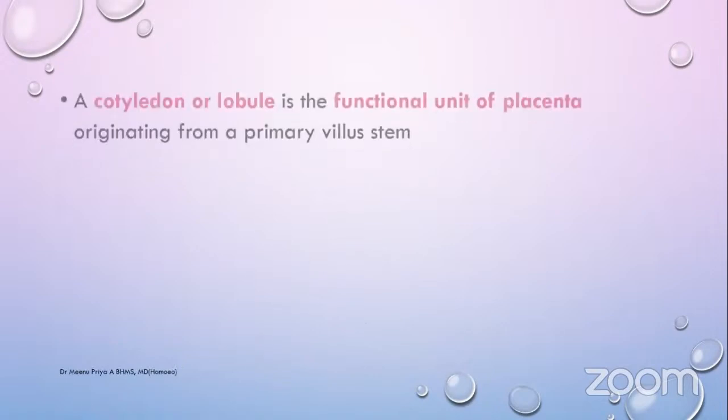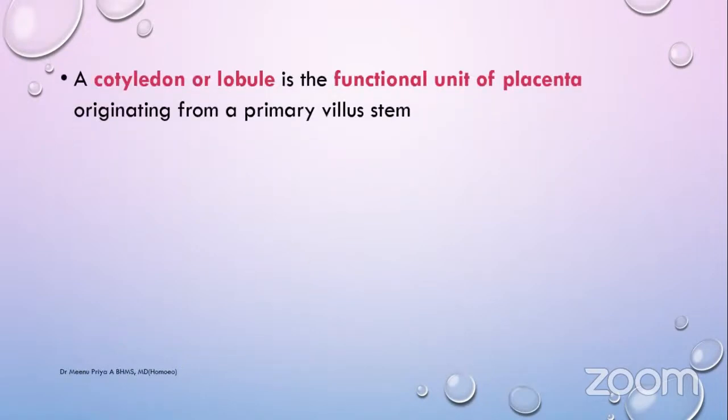There is something called lobe and lobule. Lobule is cotyledon. Lobe is different, cotyledon is different. You are not supposed to get confused. The cotyledon or lobule is the functional unit of placenta. In a question on the functional unit of placenta, the options may be lobe, lobule, and others, and frequently the trap answer would be lobe. The answer is lobule or cotyledon, originating from the primary villus stem.